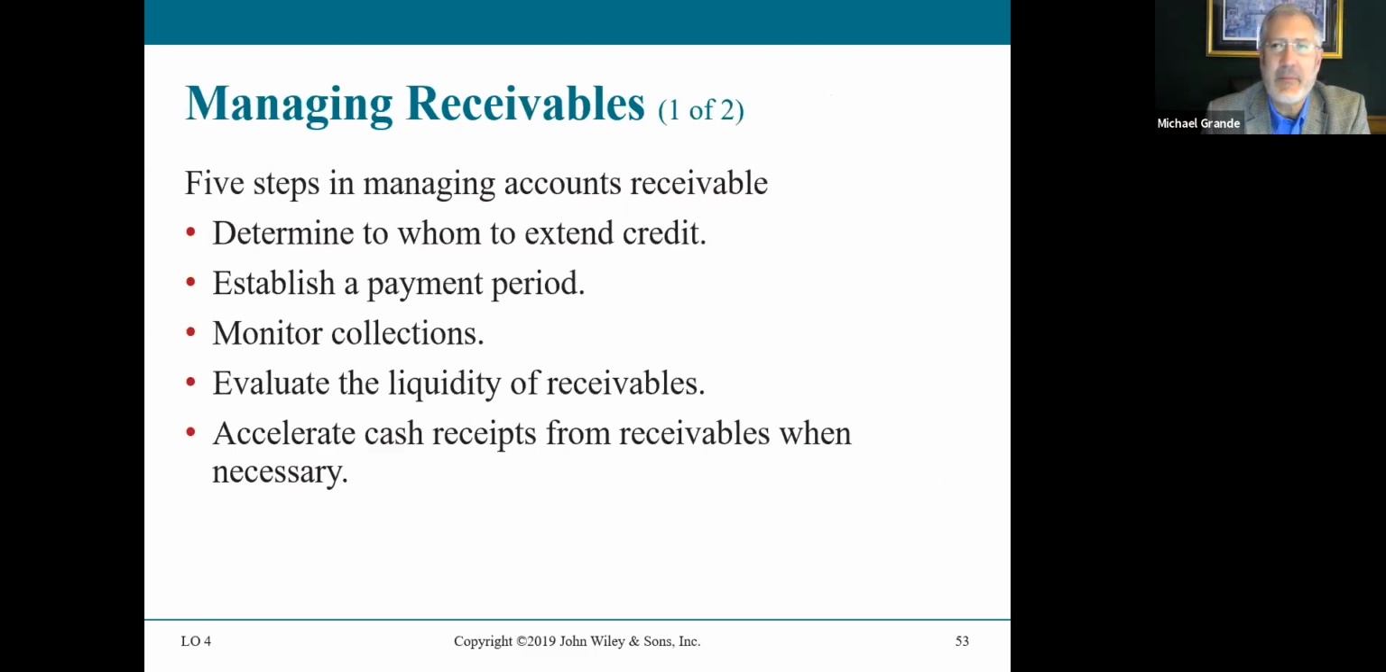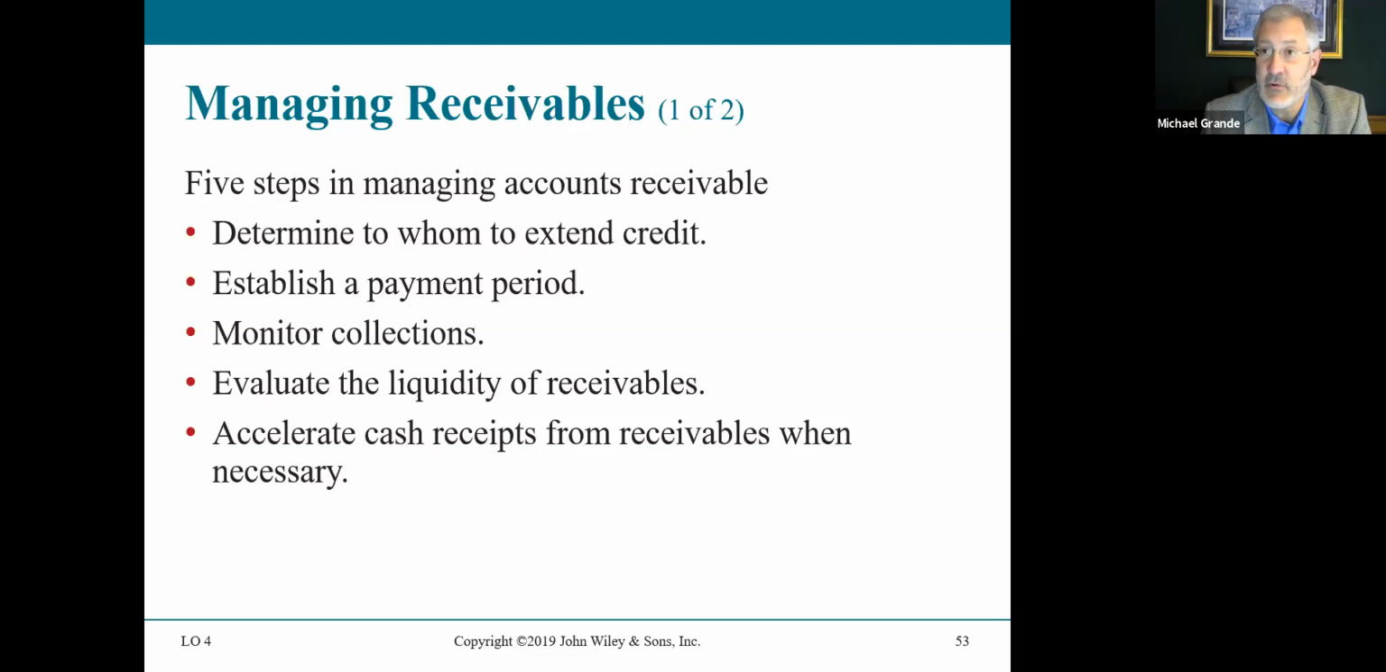Five steps in managing accounts receivable. Determine which customers to extend credit to. They have to be credit worthy. Don't just give credit to anybody. Who is credit worthy? Establish a payment period. When is it due? Monitor collections. Evaluate the liquidity of receivables and accelerate cash receipts from receivables when necessary. In other words, sell them if you have to.